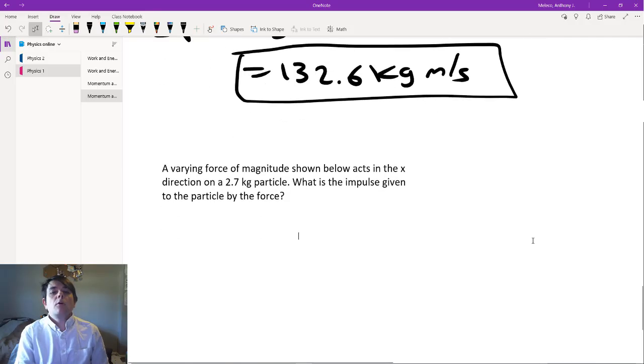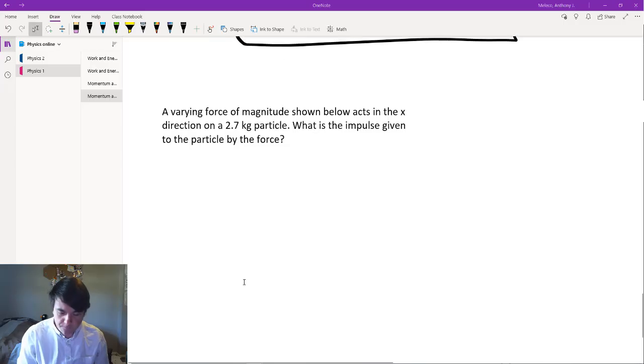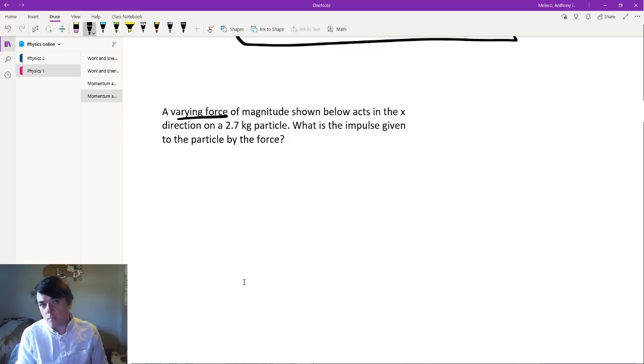Okay, so now this next problem is kind of an interesting one. We don't do too many problems with varying forces here. Most of the forces that we get are pretty constant, and that's because dealing with anything that's changing is difficult. But let's read this. A varying force of magnitude shown below, so I'll be giving you the graph on how it varies, acts in the x direction on a 2.7 kilogram particle. And we want to know, what is the impulse given to the particle by the force?